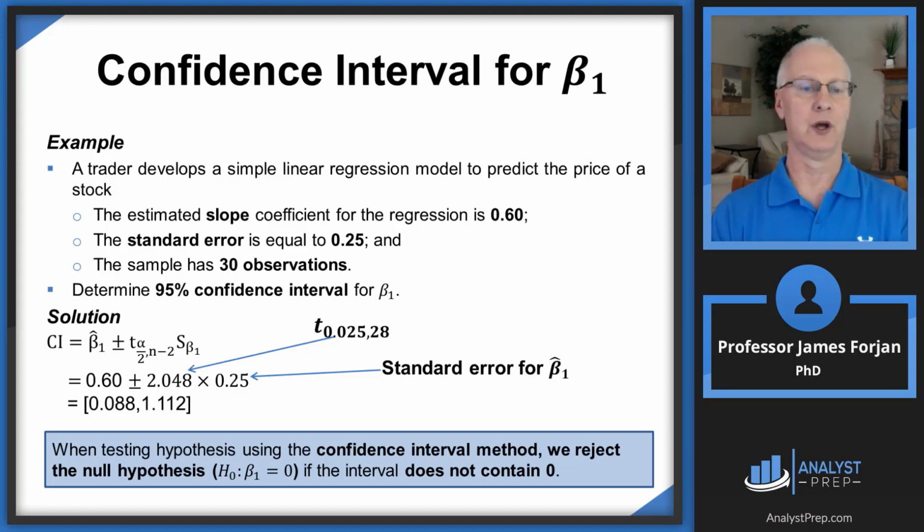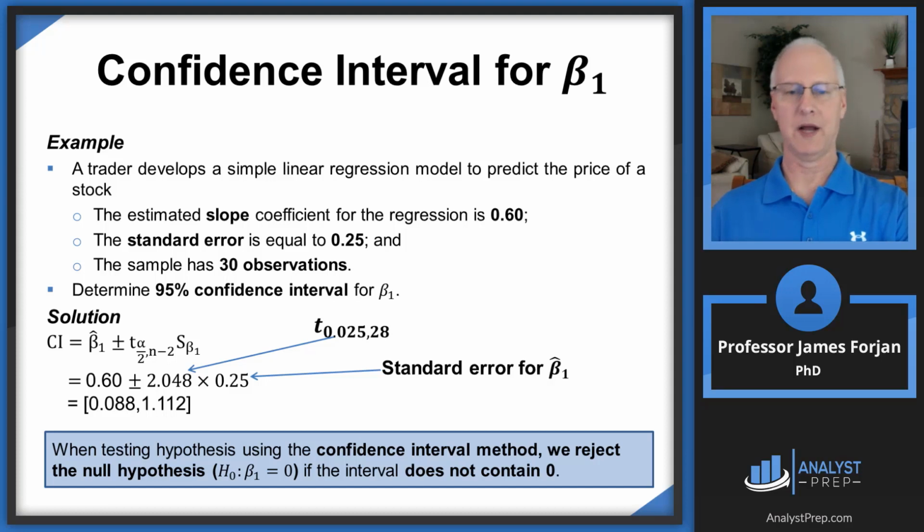And there's really no simple way to do this in your calculator. The way I would do it is I would put the 0.6 in the memory, and then I would do the plus or minus on the right side, and then I would do 2.048 times 0.25, and then I would multiply it by the memory, and then recall the memory, make it positive or negative, and so you get 0.088 to 1.12.